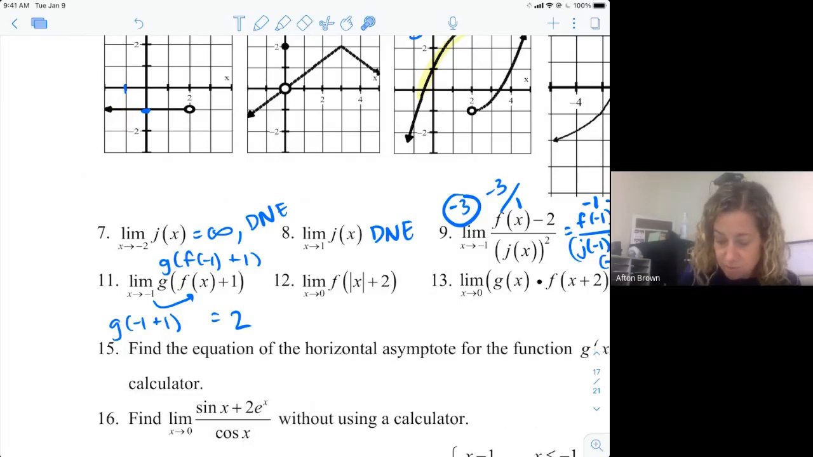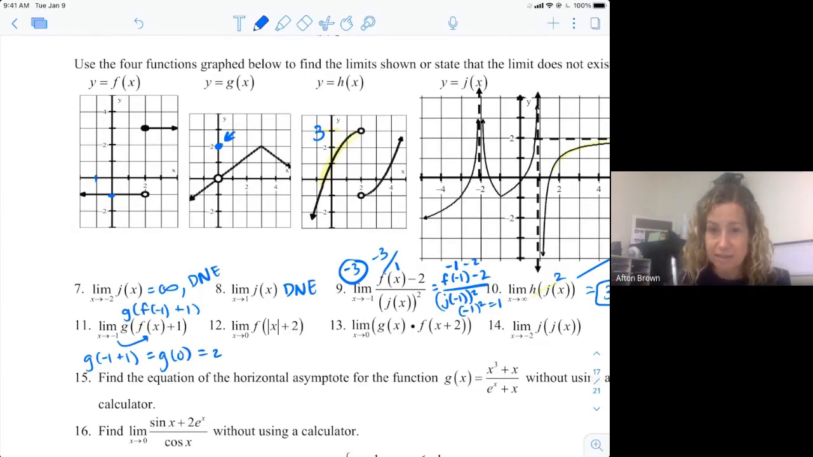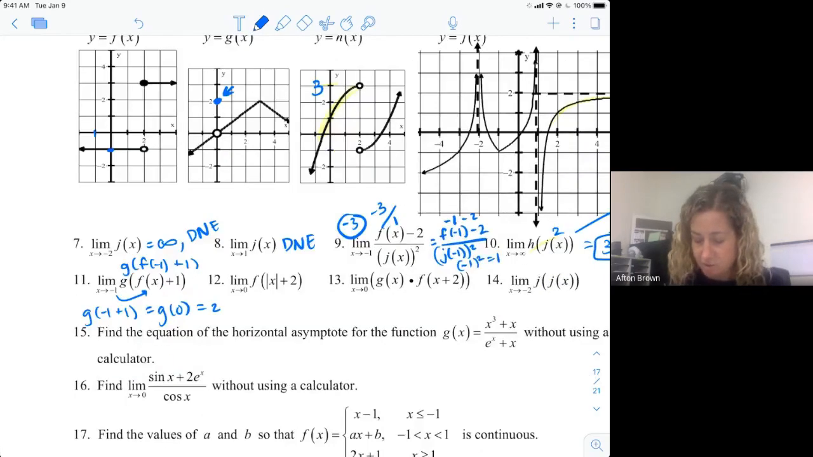So then when we do this, we're looking for g at 0. And the value of the function g at 0 is 2. So that's why it's 2. We didn't have to take a limit because both sides were exactly that number. That was number 11. Okay, anybody think they have the answer on 12?